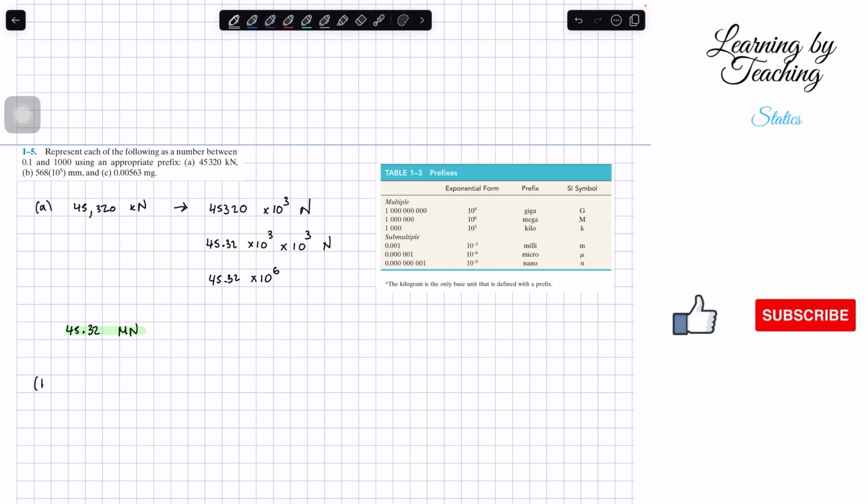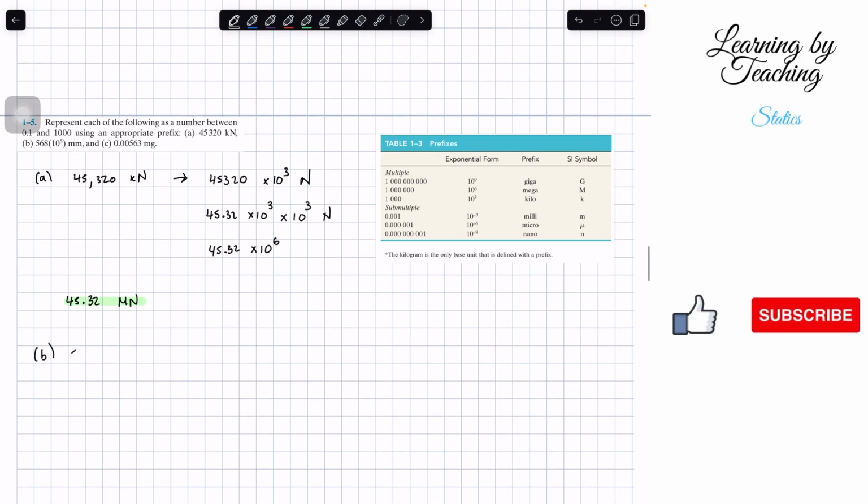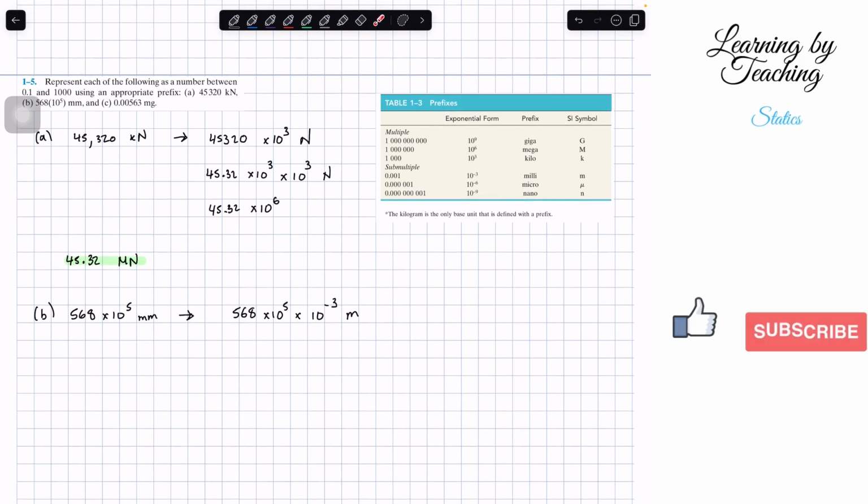We're going to do something similar with problem B. What do we have? Well, we have 568 times 10 to the 5th power millimeters. Okay, so what I'm going to do is change those millimeters into our exponential form. So we got times 10 to the 5, and the millimeters, according to my table, is times 10 to the negative 3, and my units become meters. Again, we need to add 5 plus negative 3. That will give me, in here, these two become times 10 to the positive 2.